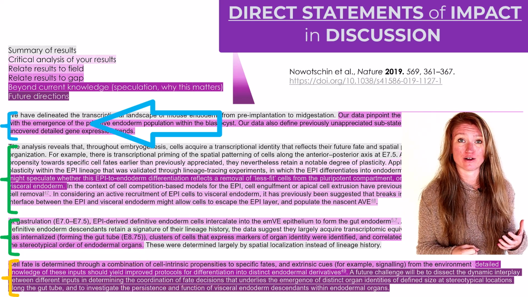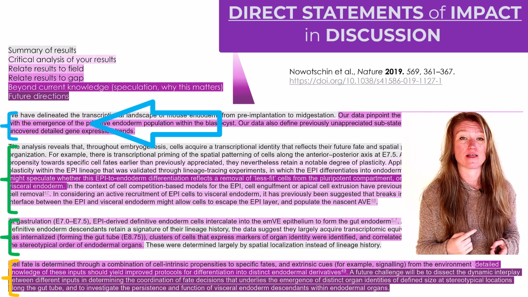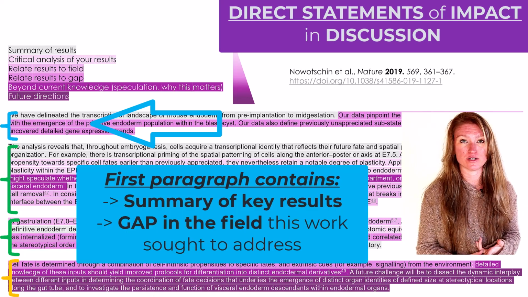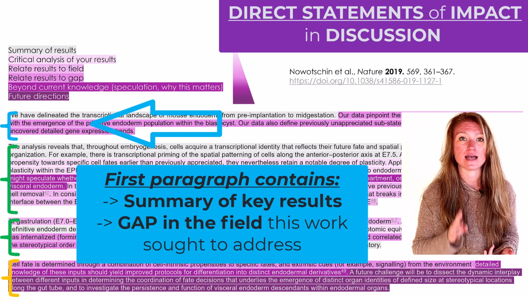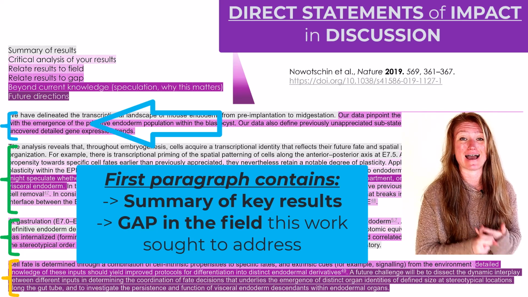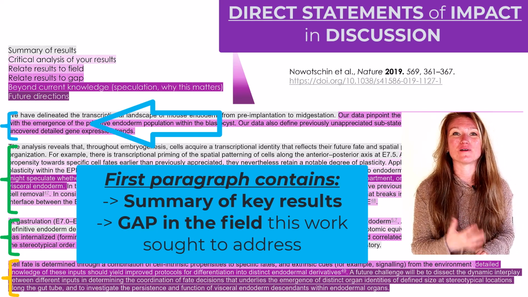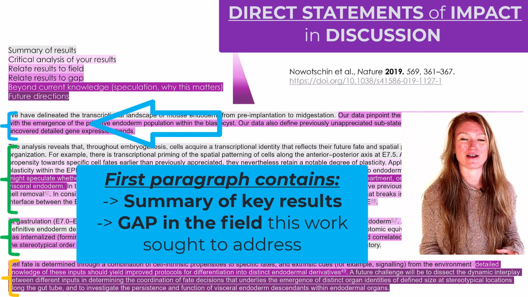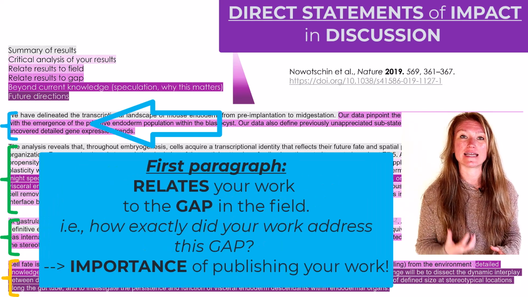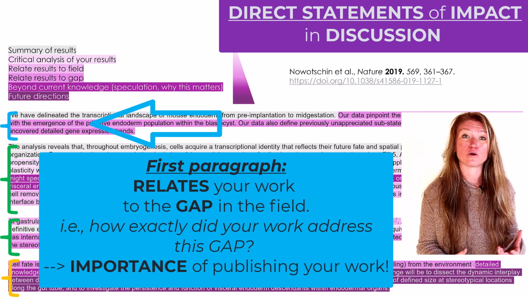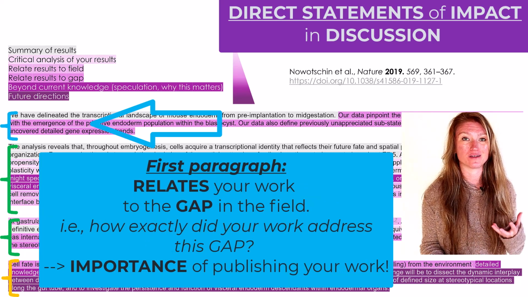Notice that that first paragraph consists of 2 different points. The first paragraph contains a summary of the key results of the paper, and it contains text directly related to a gap in the field. And so the point of this entire paragraph is now relating your work to that gap, or the main gap you brought up in either the introduction or abstract of the paper.